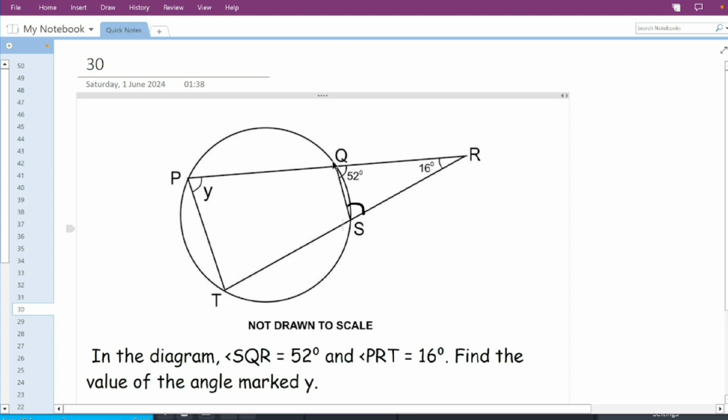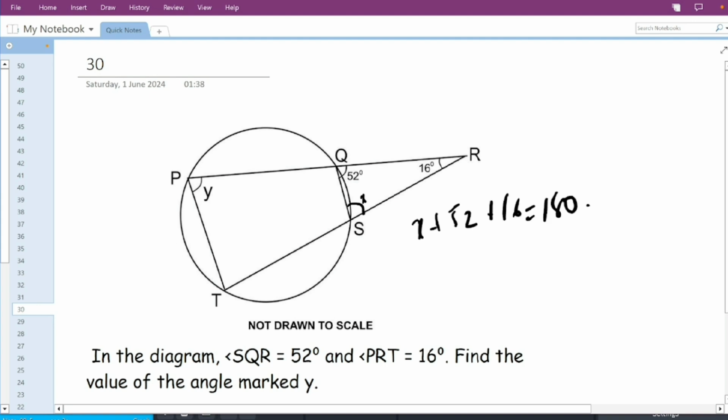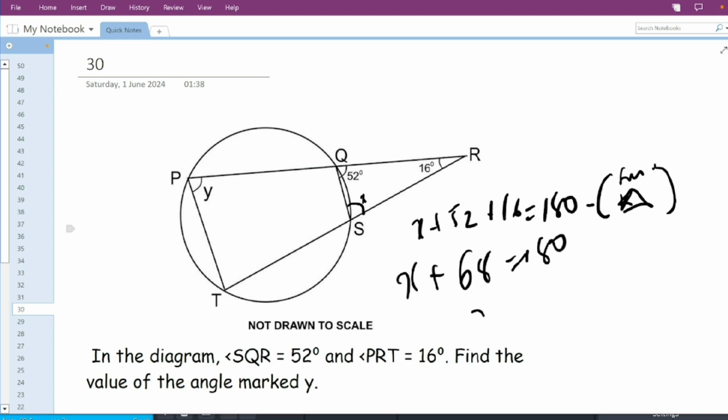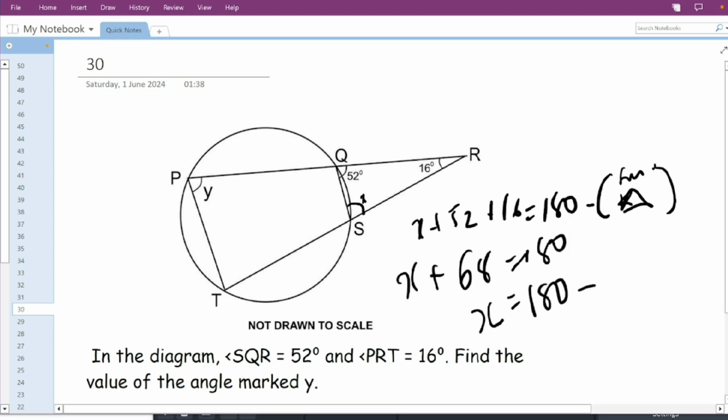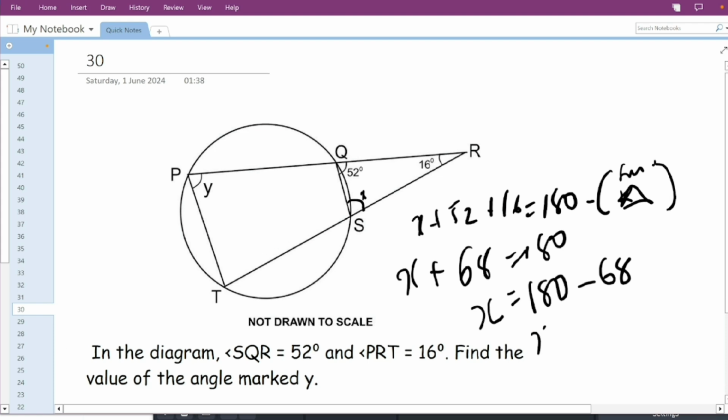So we understand that this is a triangle. QRS is a triangle, and for you to find this angle, it will be 180 minus the addition of these two. Now this is a sum of angles in a triangle. So we can say this angle, let's name this X. So you have X plus 52 plus 16 equals 180 as sum of angles in a triangle. Now we have X, that's 52 plus 16 will give us 68, equals 180. So we have our X equals 180 minus 68. 180 minus 68 will give us 112 degrees. So this angle is 112 degrees.